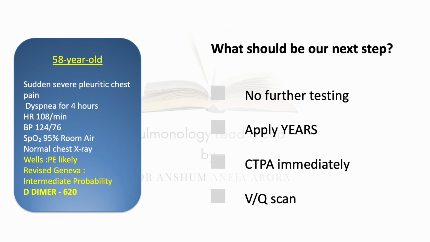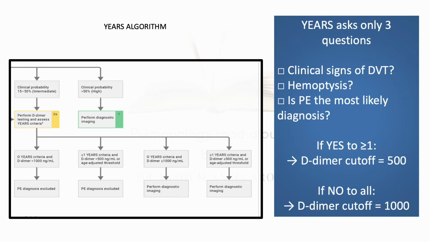She also has high intermediate probability based on the clinical probability scores. So what should be our next step? Should we not test her? Should we apply YEARS criteria? Should we do a CTPA immediately or do a VQ scan? So the guideline clearly mentions that we can use another algorithm called the YEARS algorithm to reduce unnecessary CT scanning. So the YEARS algorithm is only a set of 3 questions.